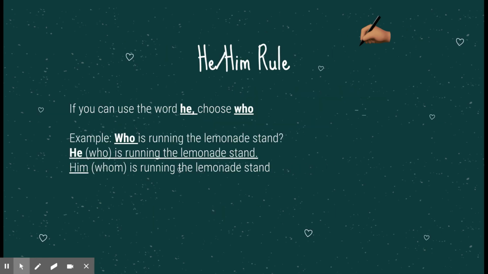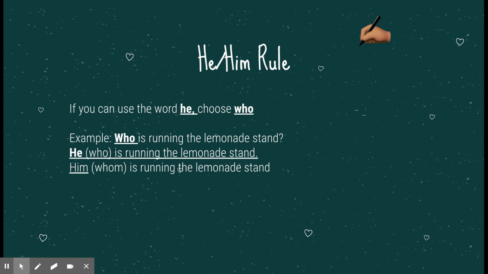So, what happens if we're talking about he and him? There's a special rule to follow when the he and him pronouns pop up in sentences. If you're using the word he, you can also choose the word who. So you could swap them in the sentence. Here's an example. Who is running the lemonade stand? He is running the lemonade stand. See how we switch the word who for he?